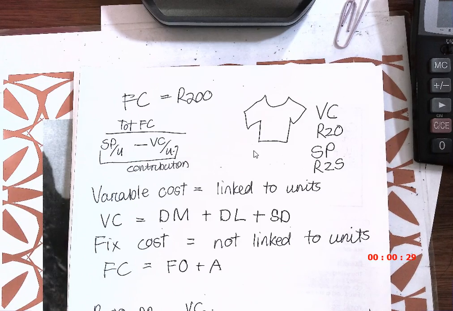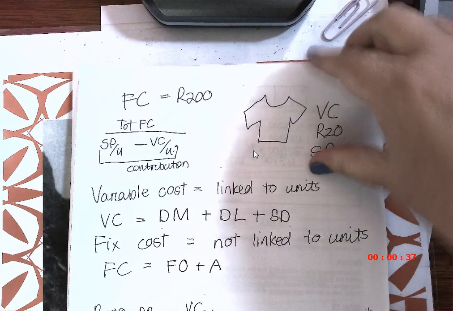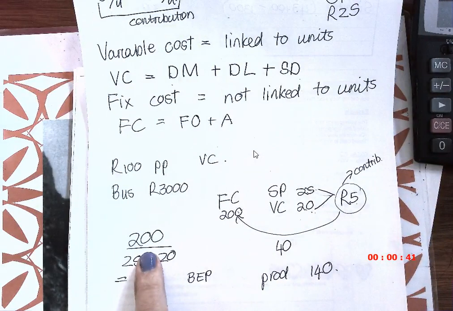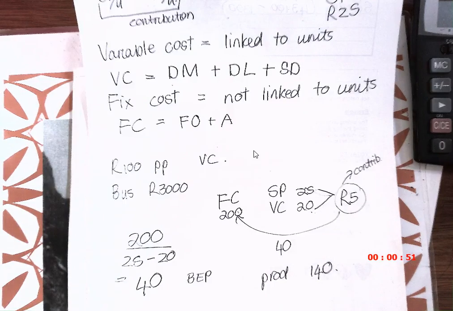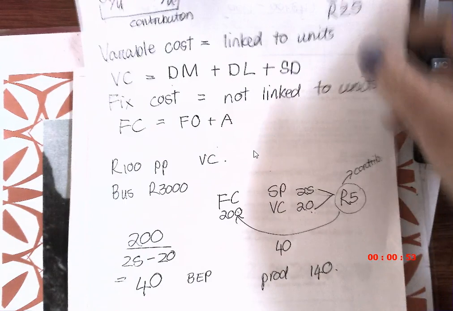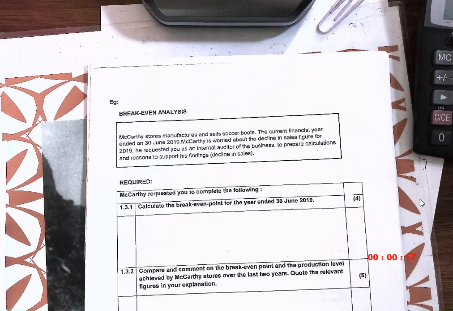Because up until that, the contribution, which is the difference between the selling price and the variable cost, goes into covering the fixed cost, in this case the 200. Once the 200 is covered, the 5 rand goes towards my profit. You guys get it? Okay, so let's do this example together.